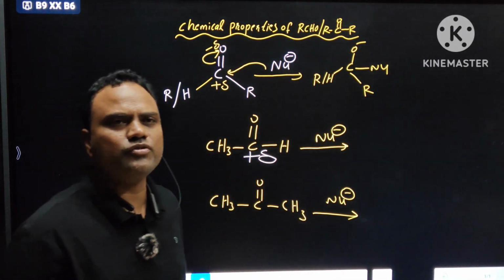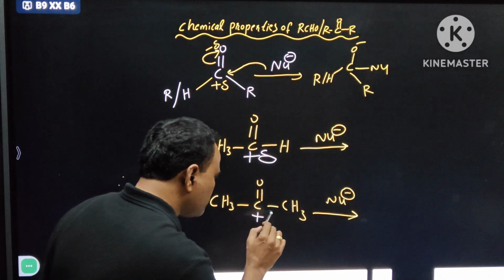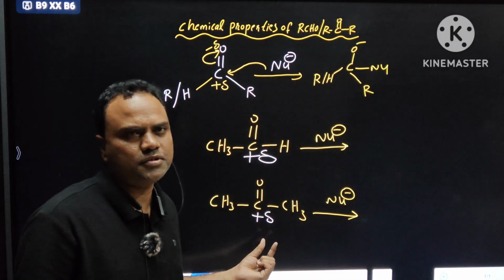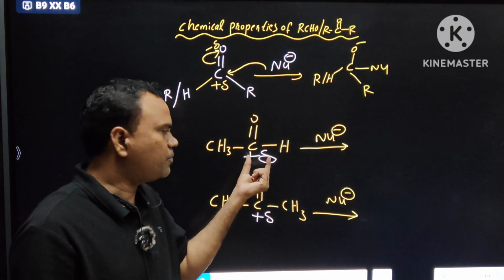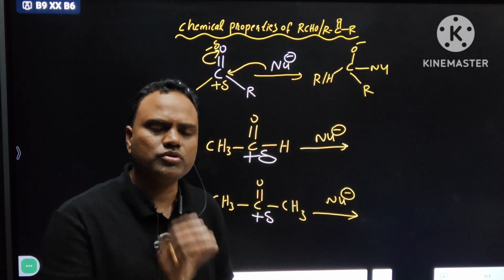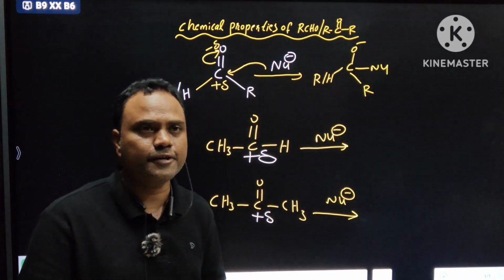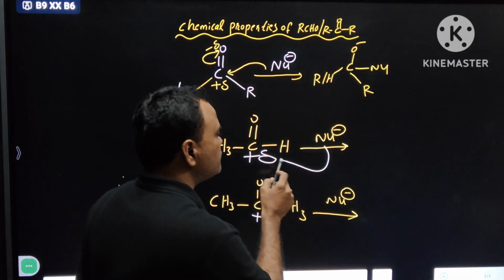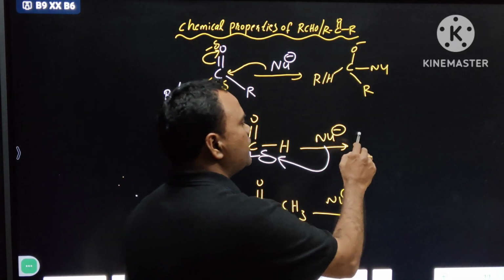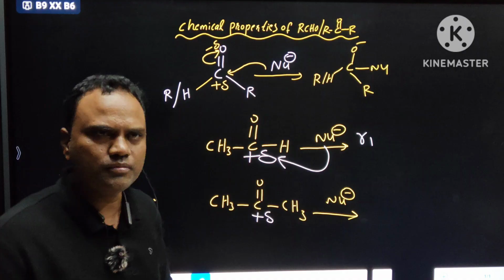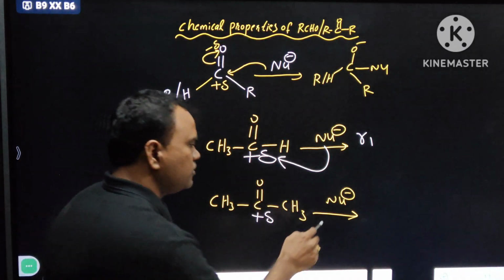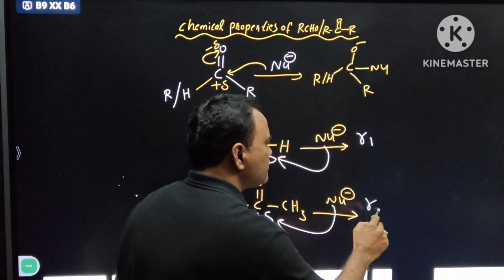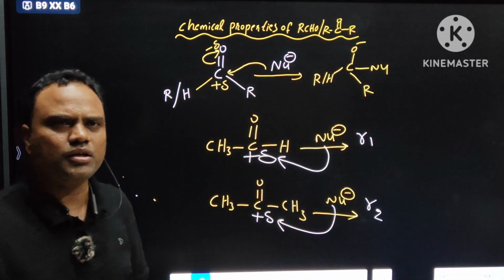See the magnitude, size of the positive charge. Here I am writing positive charge like this. See the magnitude. Positive charge is less here. Here positive charge is more. Large positive, small positive, right? If larger is the positive charge, then nucleophile attacks easily, and rate will be more. Let us consider rate as R1. If positive charge is small, then attack of nucleophile is difficult. Clear? Let us consider reaction rate as R2.